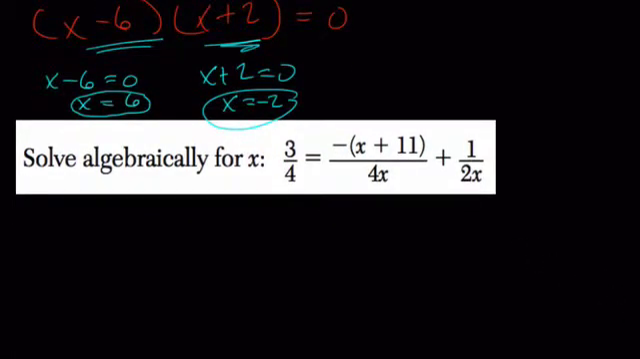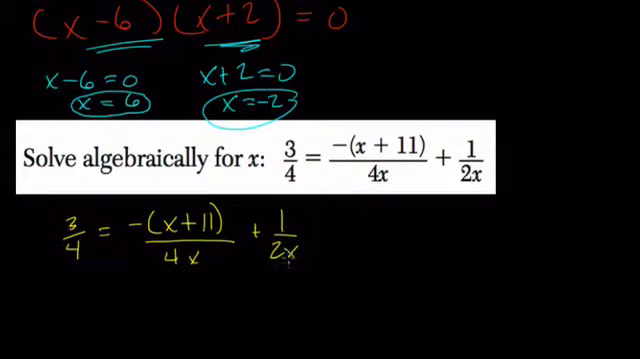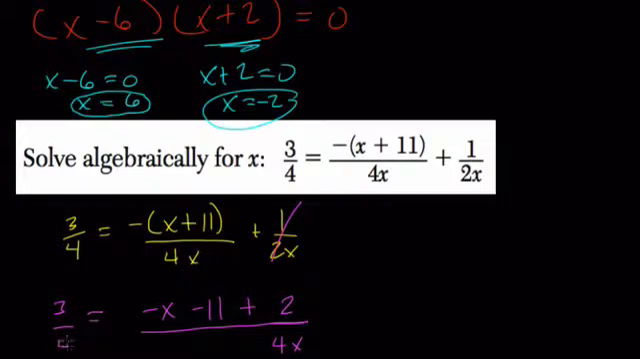Okay, here they want us to solve algebraically. We have 3 over 4 equals negative x plus 11 over 4x plus 1 over 2x. Well, here, 1 over 2x, we can change that by doubling the numerator and denominator to 2 over 4x. And now we can add that to this term over here, which is negative x minus 11. Negative x minus 11 plus 2, all over 4x, equals 3/4.